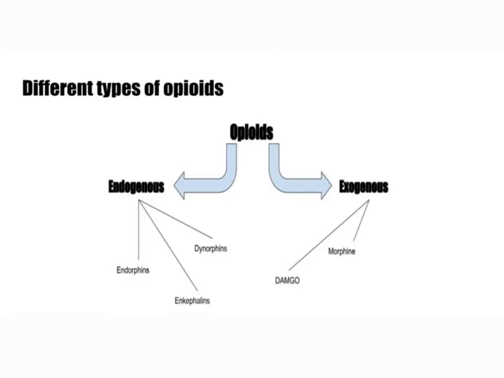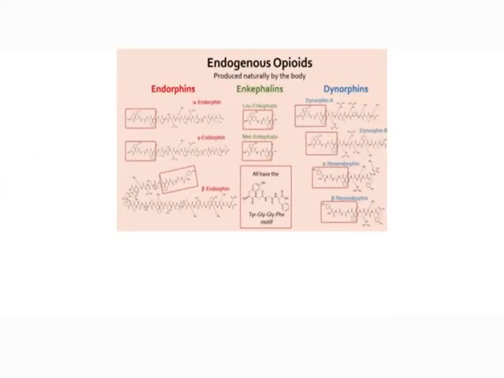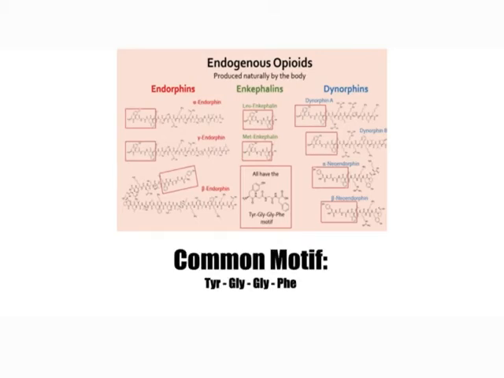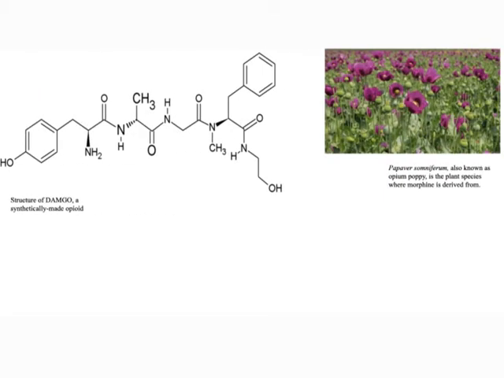Endogenous opioids consist of short chains of amino acids and are produced by our body. Endogenous opioids may come in three kinds, but they all contain common motifs: tyrosine, glycine, and phenylalanine. On the other hand, exogenous opioids come from an outside source and not the body. Morphine is derived from the plant species opium poppy. DAMGO is a synthetically made opioid.